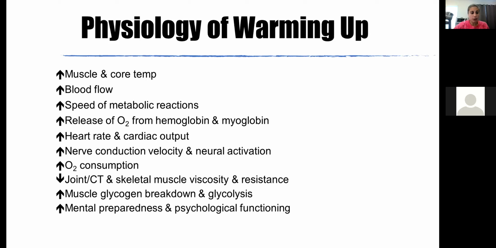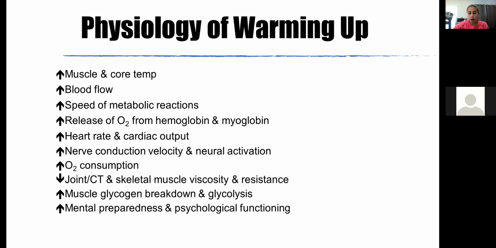Increased oxygen consumption. So again, that is to create energy, as we talked about. Decreased joint and skeletal muscle viscosity and resistance. So that means basically we're getting our joints warmed up. How hard is it to move the muscle and joints? We're going to basically reduce that. So it's easier to move our joints and our muscles, right? As we warm up and get more blood flow and increase the temperature, right?